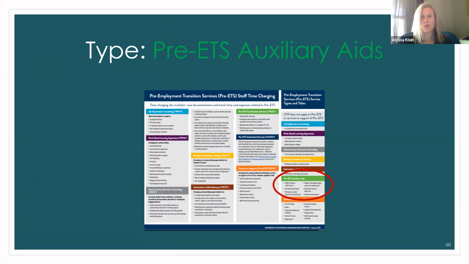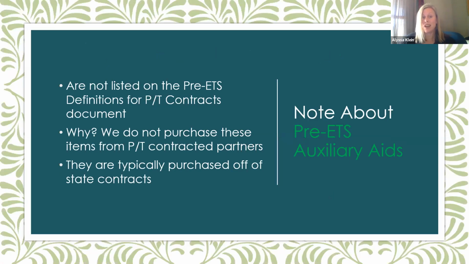And now I want to talk about pre-ETS auxiliary aids. And I have that one circled on the desk aid. And then you'll see that there are 6 service titles under that type. So you will not find these listed on the pre-ETS definitions for PT contracts document. And the reason for this is because we do not purchase these items from PT contracted providers. They are typically purchased off of state contracts instead.